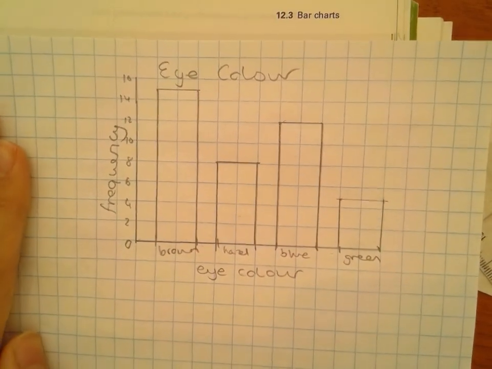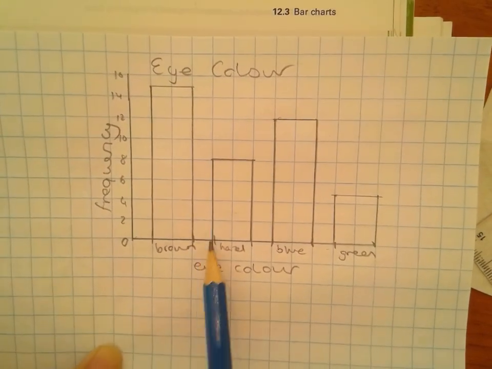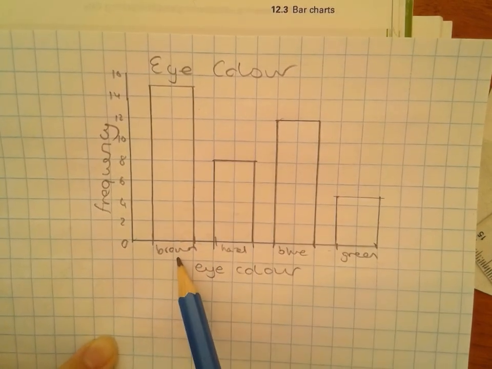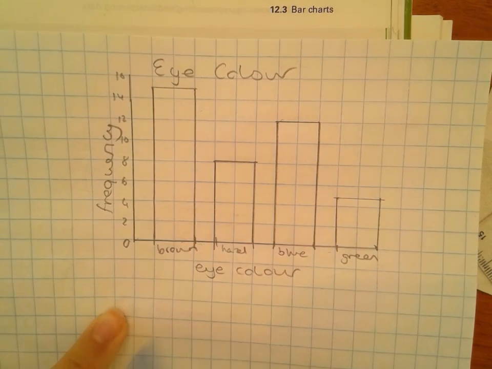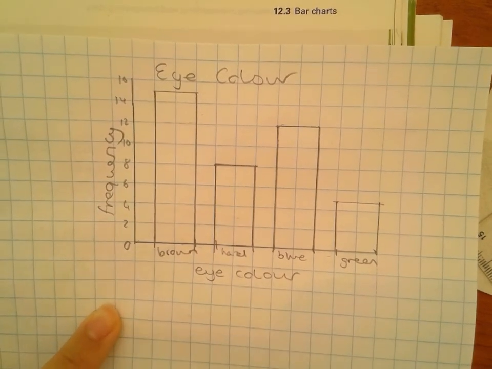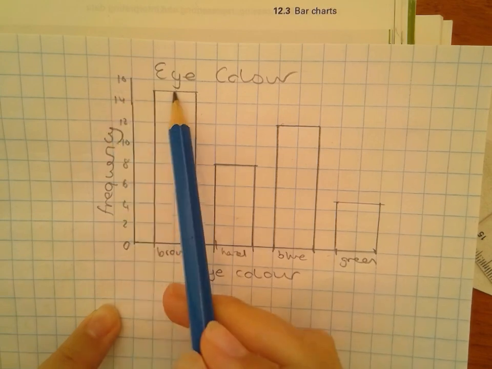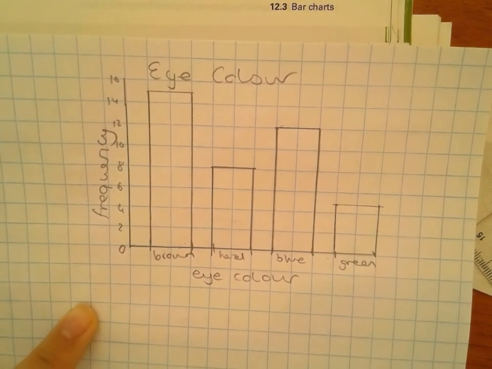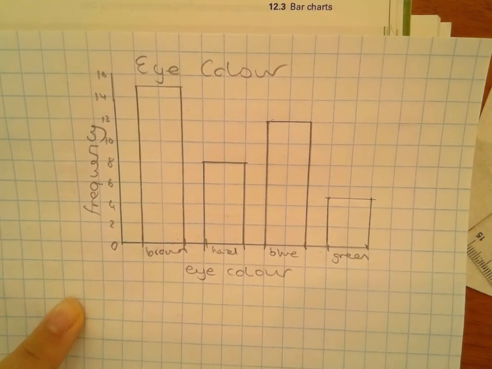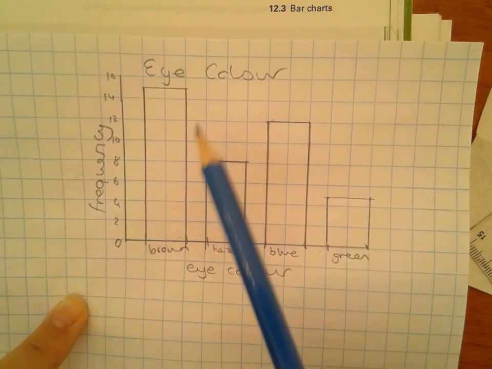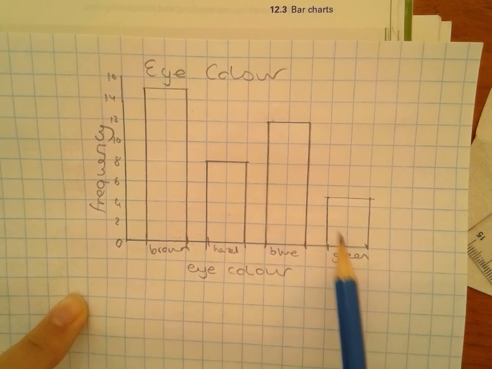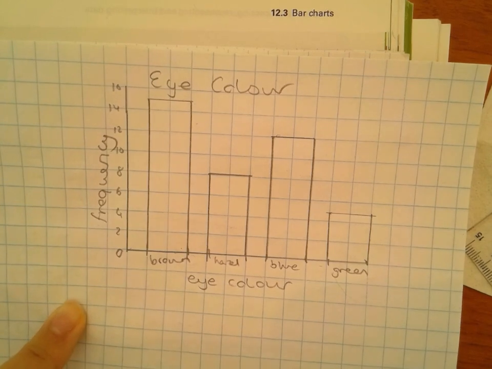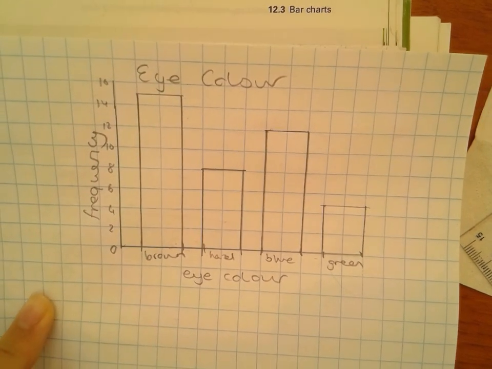The question could ask, how many students had brown eyes? So imagine I had my bar chart there already. I could see that there are 15 students that have brown eyes. It could ask me, what is the least common colour for eyes? The least common colour is going to be the shortest bar. So my least common colour is green eyes. And I can use my bar chart to interpret data.